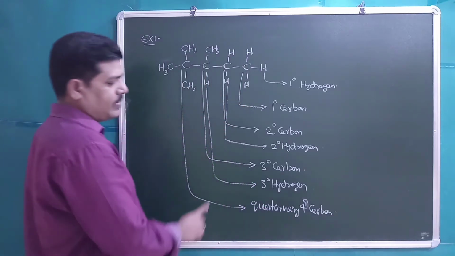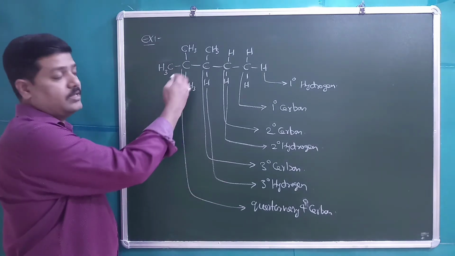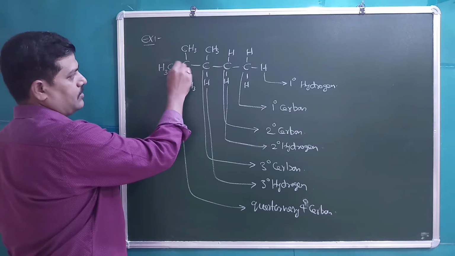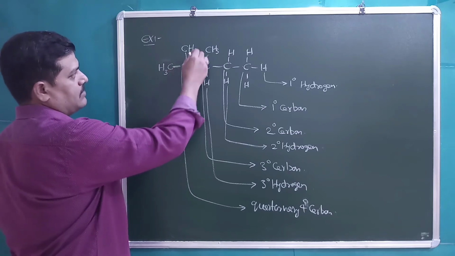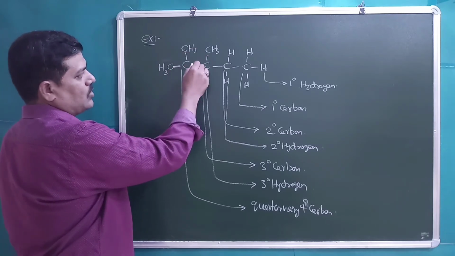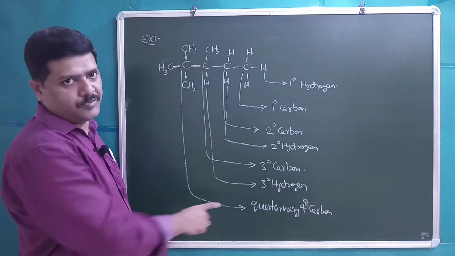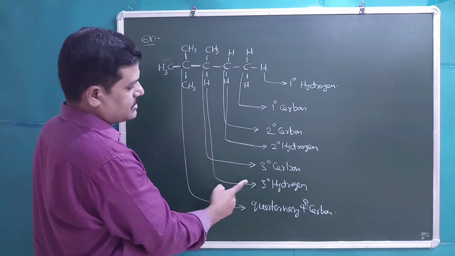And there is no possibility of hydrogen being connected with the quaternary carbon, because all 4 valencies of carbon are already completed with single bonds with the 4 other carbon atoms. So types of carbons is 4, and types of hydrogens is only 3.